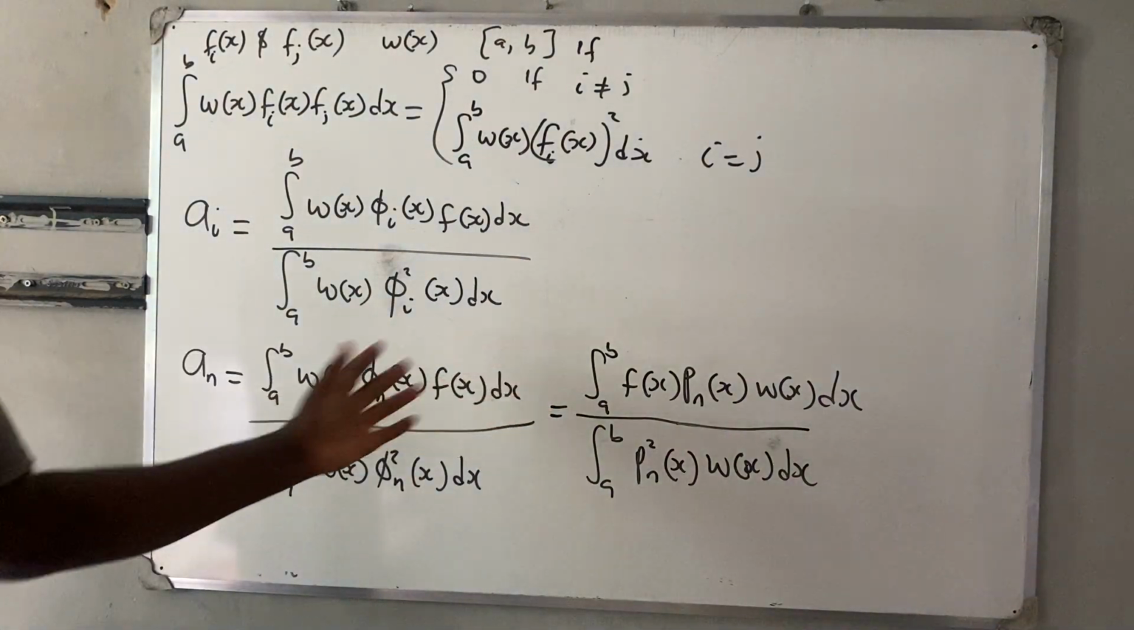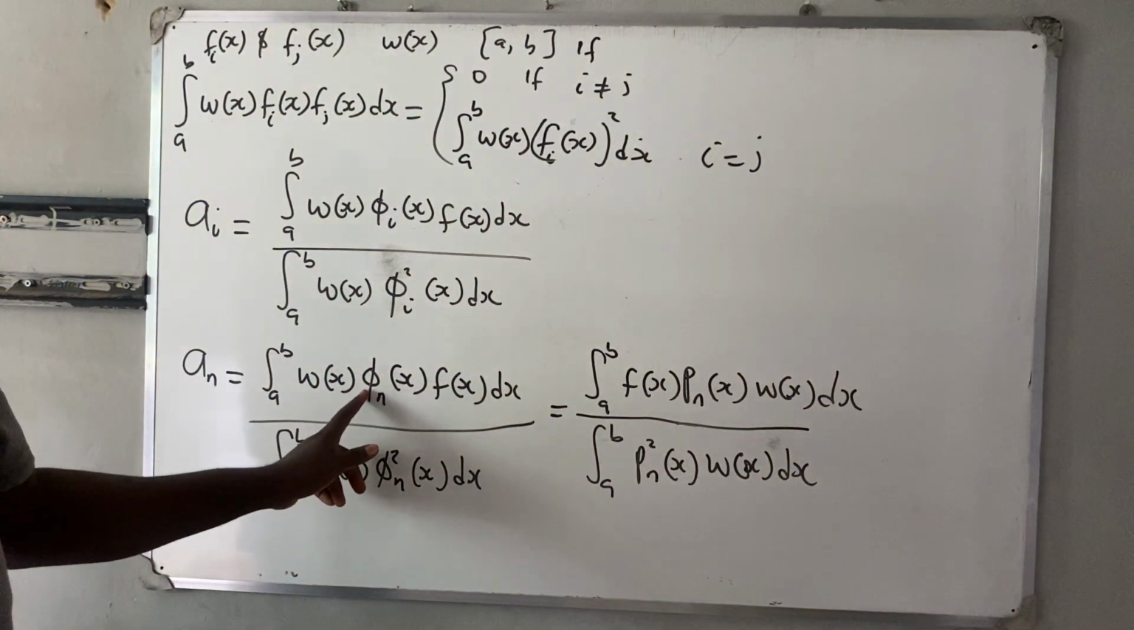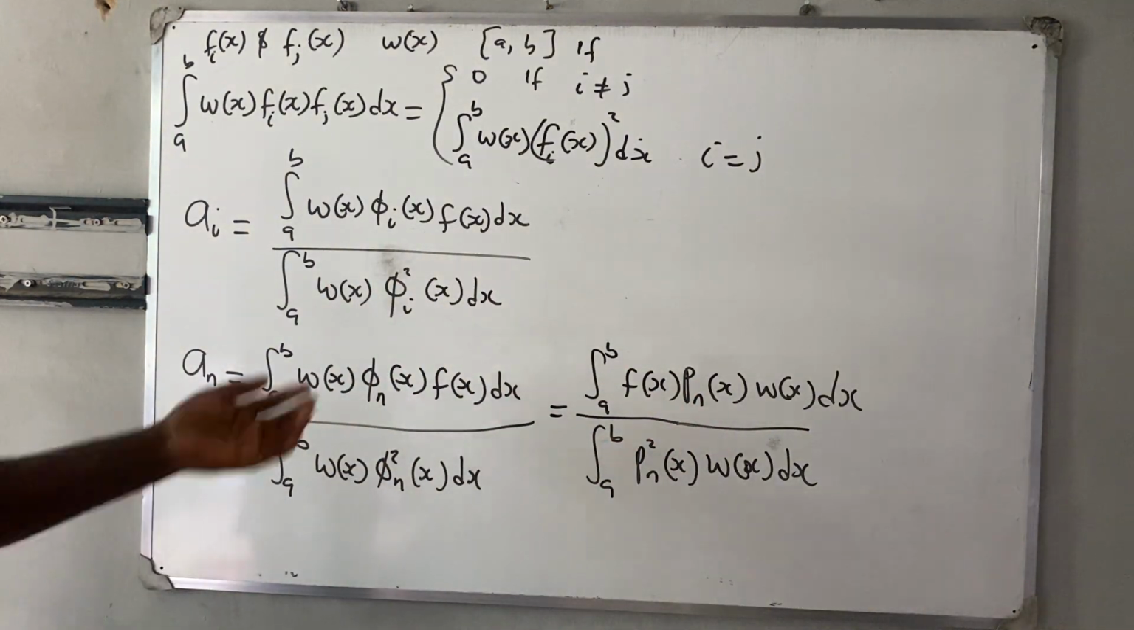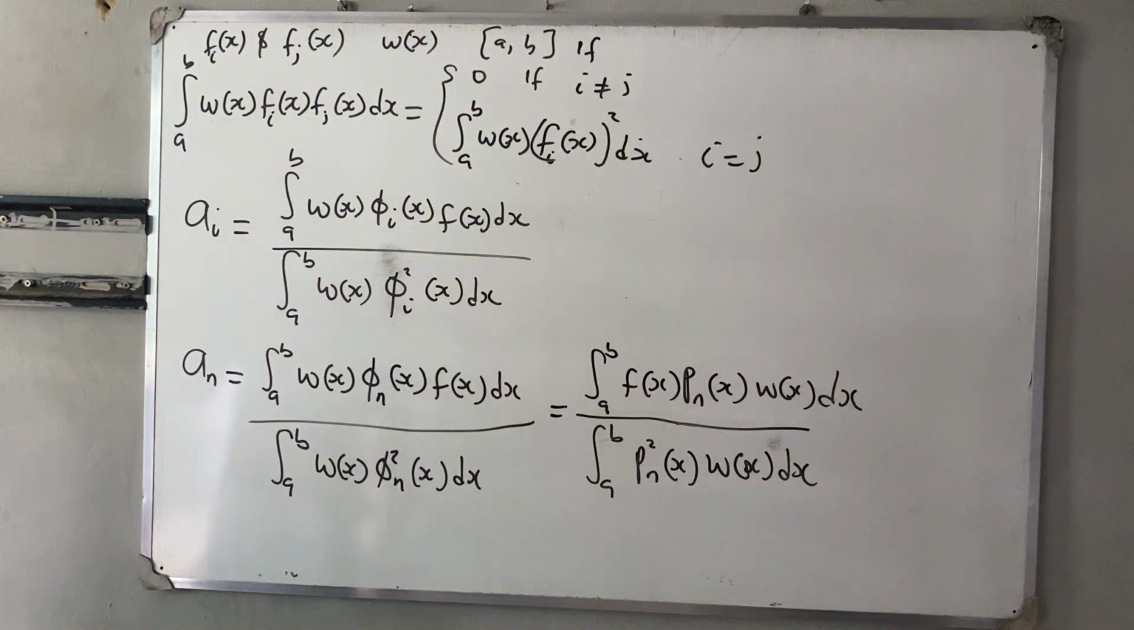You see that this and this are the same thing. The only thing is that he called his own phi p. All we know is that they are all functions of x. They are the same thing. So if you compare, you see that it is the same.